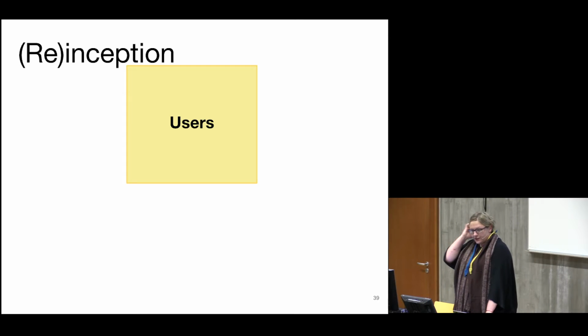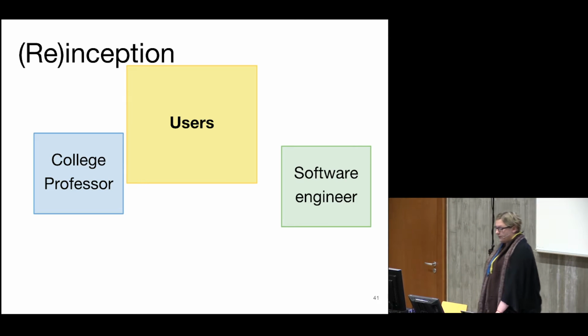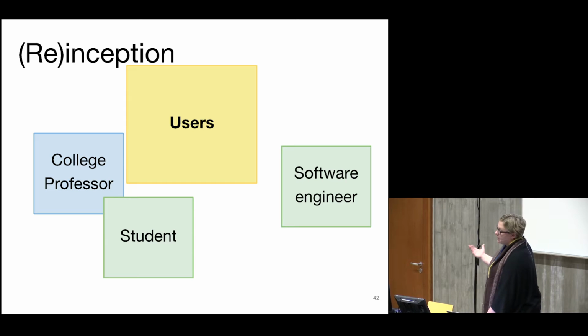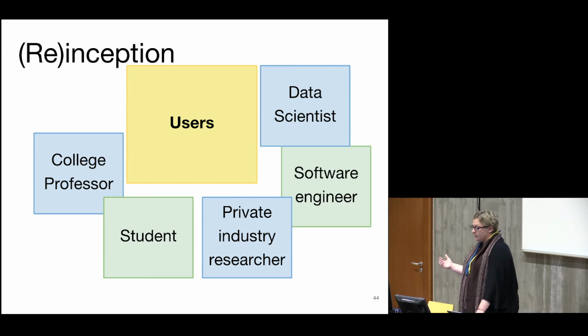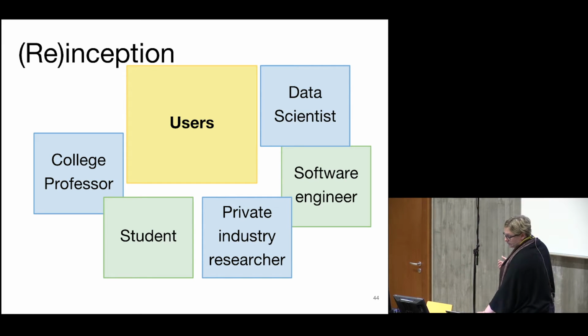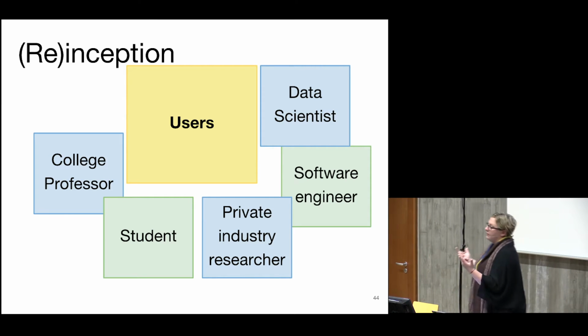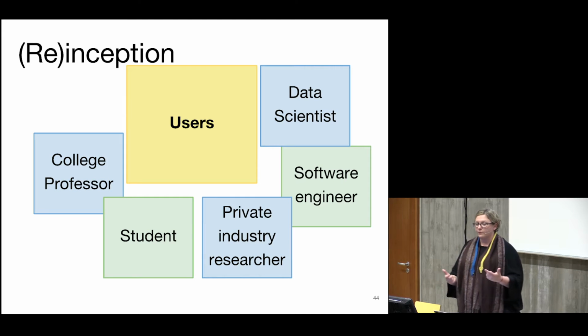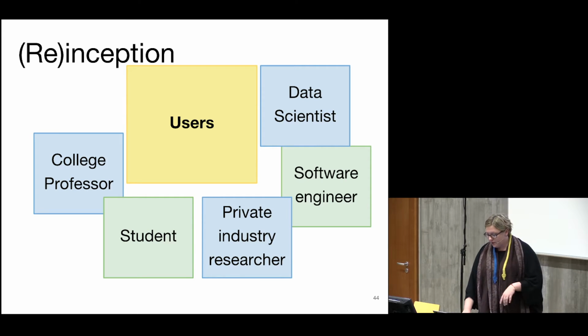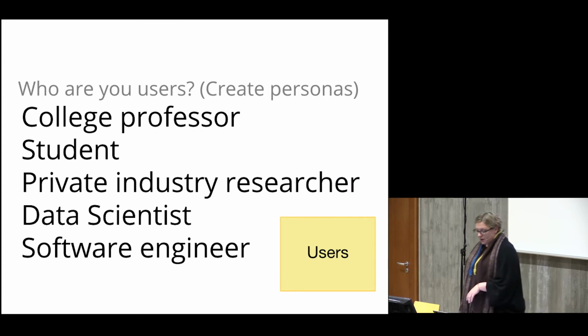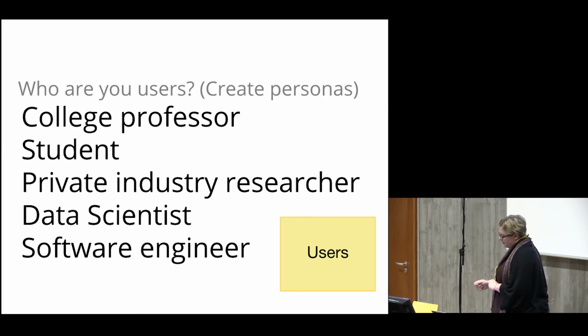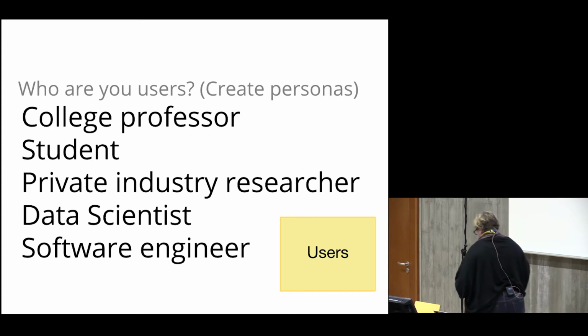And so if you look at the users for a project like mine, you would have software engineers, you might have a college professor, a student, or a private industry researcher, or a data scientist. All of these people are going to have different needs for what they look for in a project. Some of those will overlap. But when you think about each of these, you want to think about who they are and what they need.